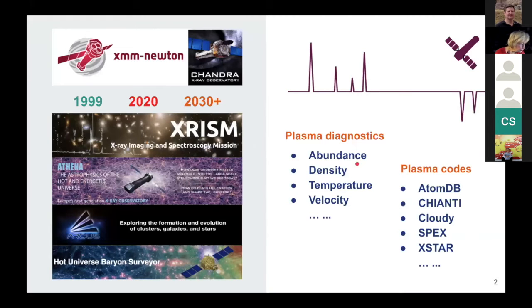So the upcoming decades will probably be a golden era for high-resolution X-ray spectroscopy in astronomy. The next generation of spectrometers on board these missions will provide us with a huge number of high-quality X-ray spectra with unprecedented spectral resolution and statistics. We can better quantify all kinds of physical properties of our favorite targets. And needless to say, plasma codes play an important role here in interpreting the observed spectra.